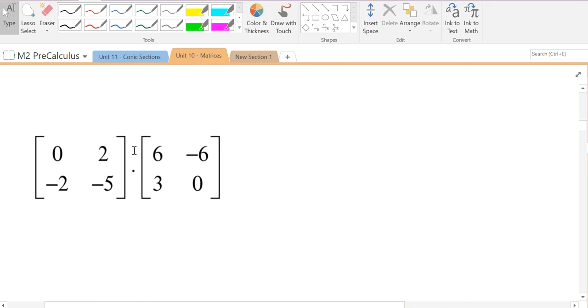So let's try a 2 by 2. The first thing I check is the dimensions. I have 2 rows by 2 columns, and then 2 rows by 2 columns. My middle pieces match. So the number of columns in this matrix match the number of rows in that matrix. And that makes sense, so that when I go to run and dive, I don't have something that doesn't have a piece to multiply by. My end answer is going to be a 2 by 2.